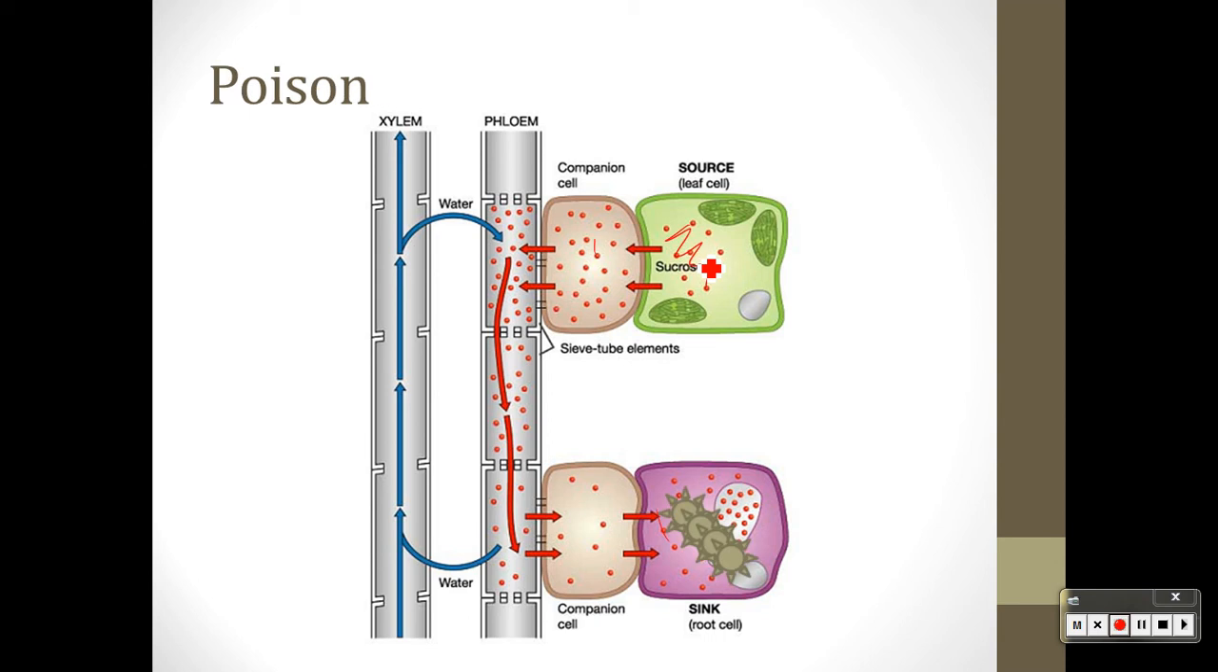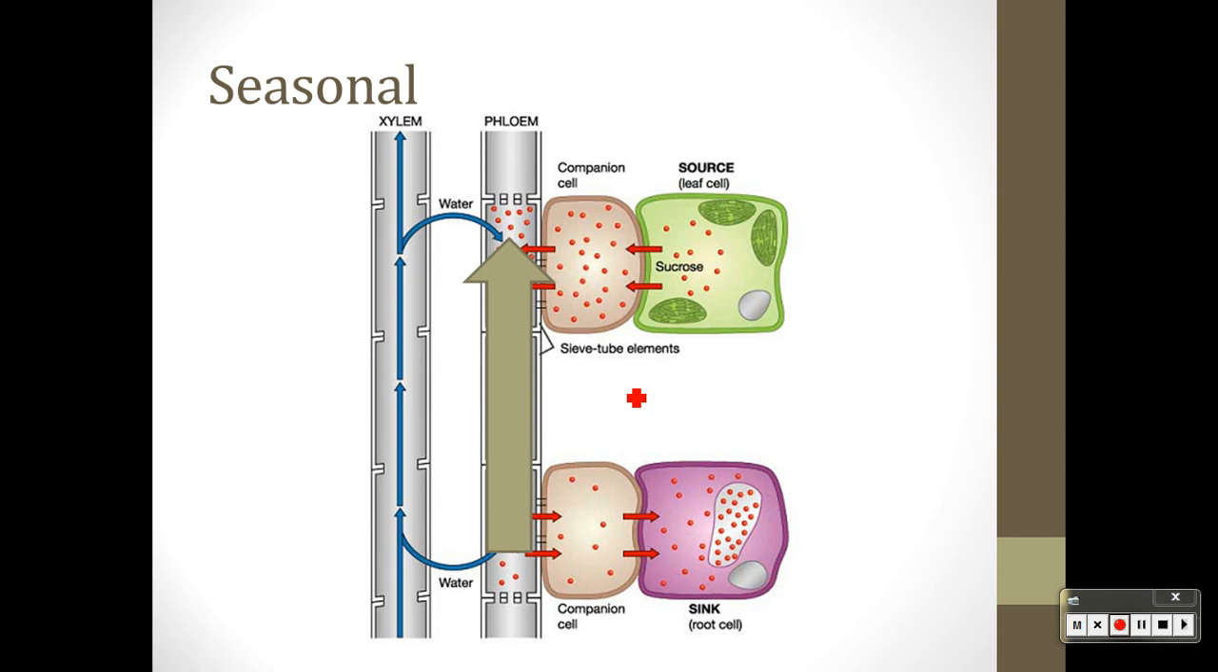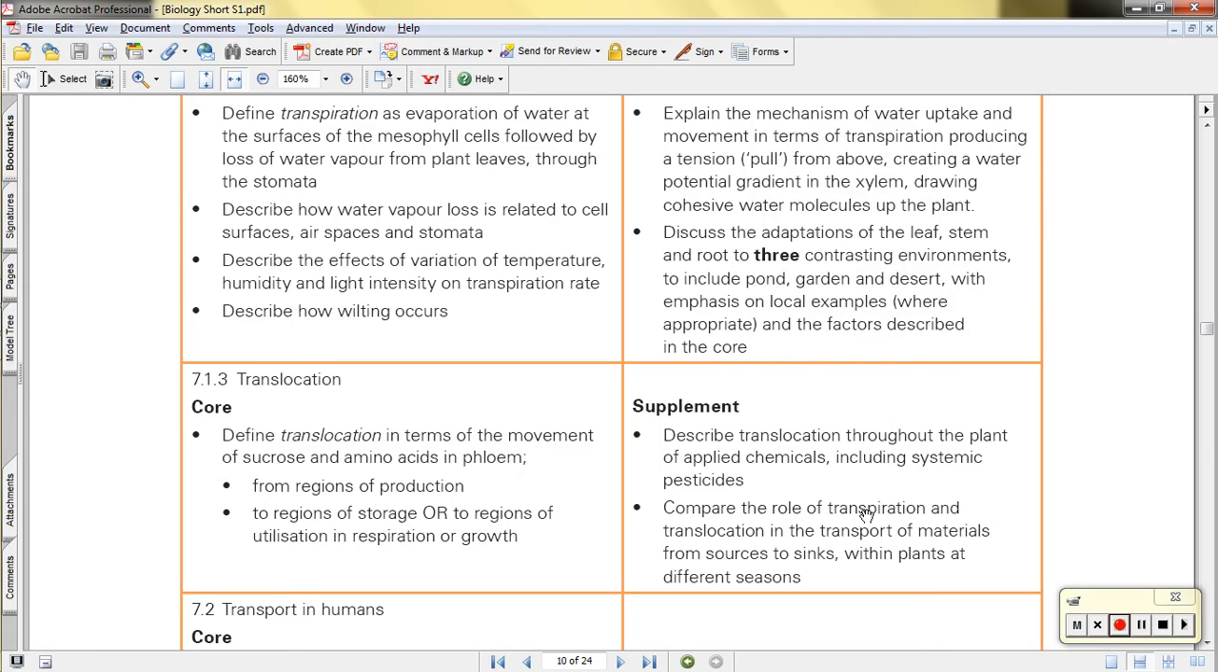The other thing we do with that is we could have another slow-acting poison, and any insects that like to sit on here and eat, they will suck out the poison and die themselves. During seasons, I already explained this, instead of the leaves being a source, there are no leaves, so our source is our root, and the plant can use whatever's stored in the root to help it survive through the winter.